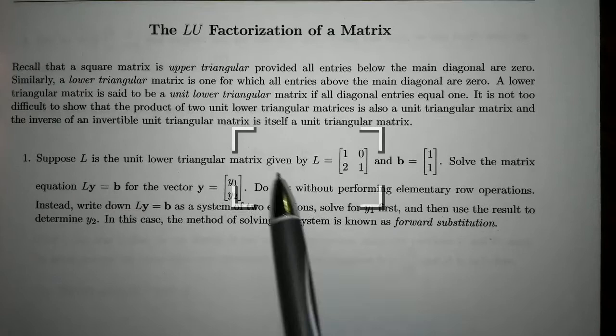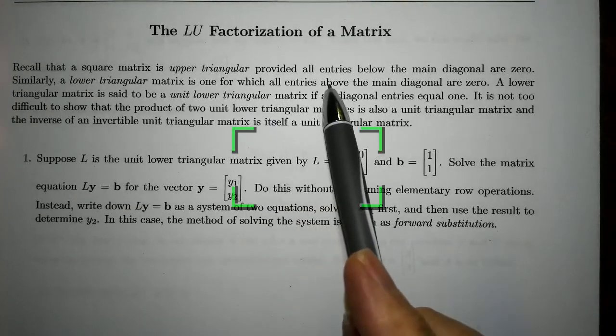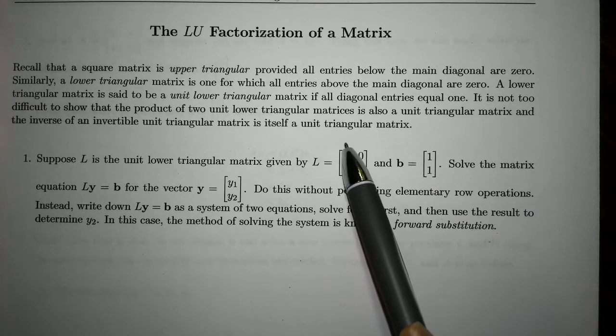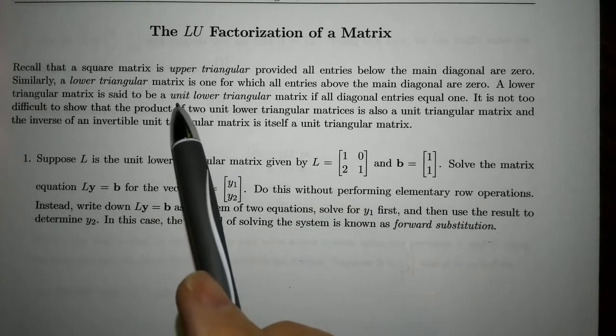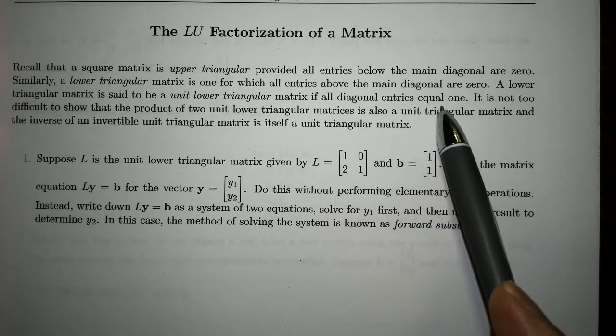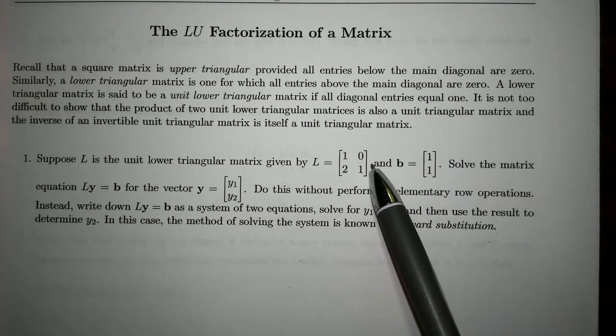A lower triangular matrix is one for which the entries above the main diagonal are 0. Here's an example of a lower triangular matrix. And such a matrix is said to be a unit lower triangular matrix if all the diagonal entries are equal to 1, and that is certainly the case.